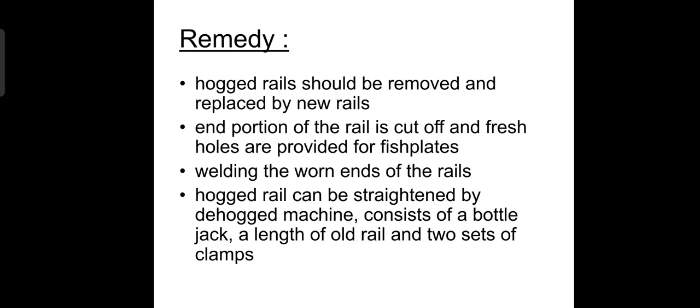The end portions of the rail are cut off and fresh holes are provided for fish plates. Welding on the ends of the rails. Hogged rails can be straightened by the dehogging machines, which consist of a bottle jack, a length of old rail and two sets of clamps.